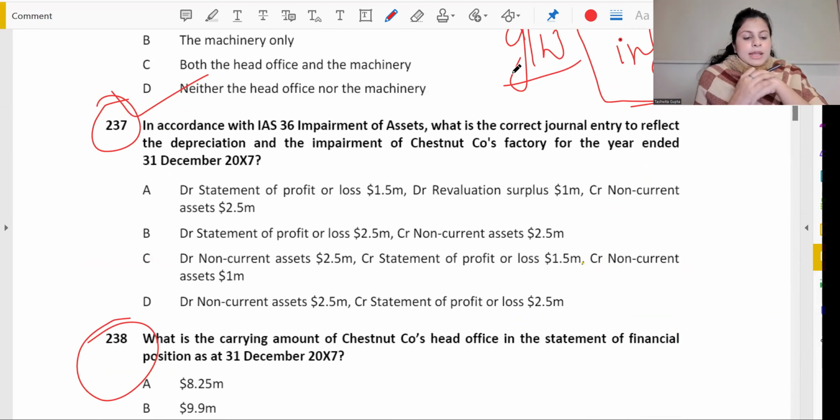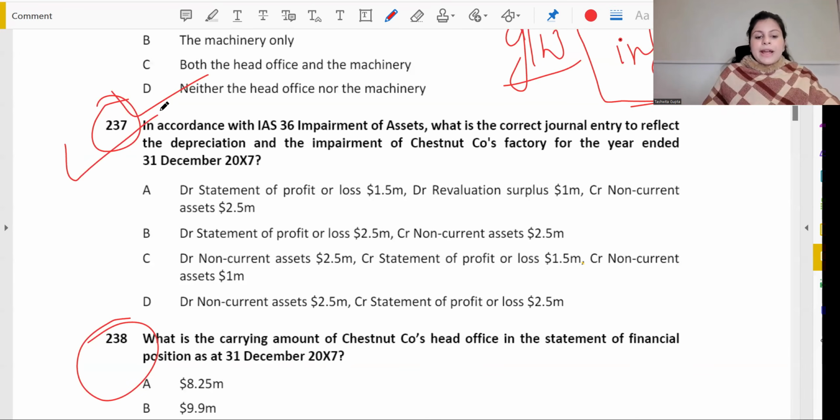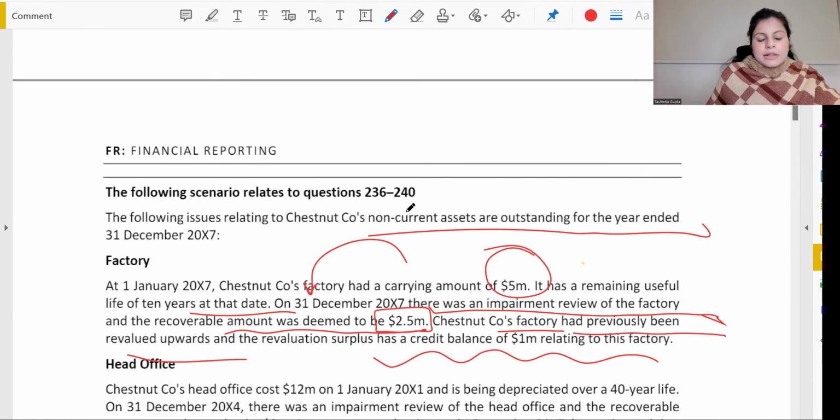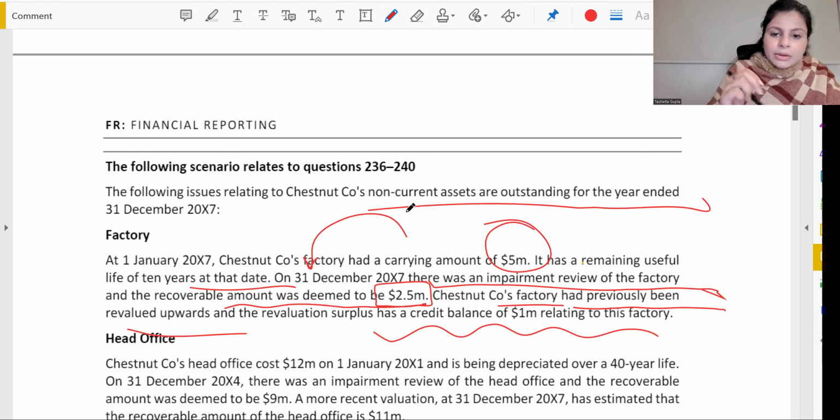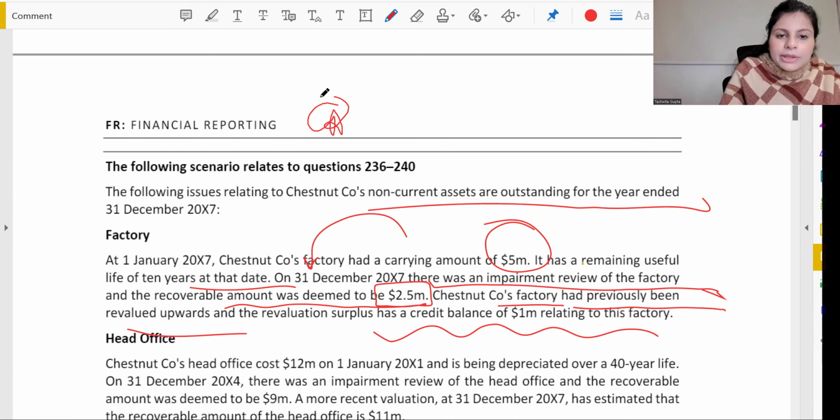Next, in accordance with IAS 36, impairment of assets, what is the correct journal entry to reflect the depreciation and the impairment of Chestnut Company's factory for the year ended 31st December? So they are asking you the correct journal entry for the factory part. There is an impairment which is happening. First, you need to calculate the carrying amount of the factory. It was 5 million. Remaining useful life is 10 years.